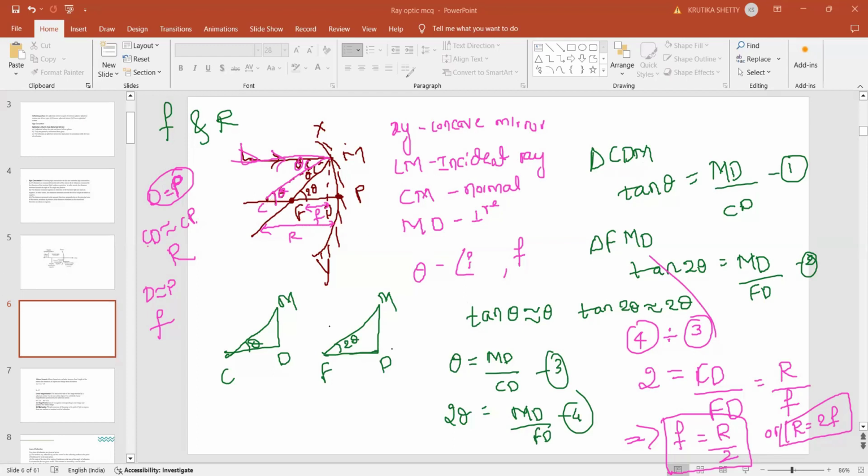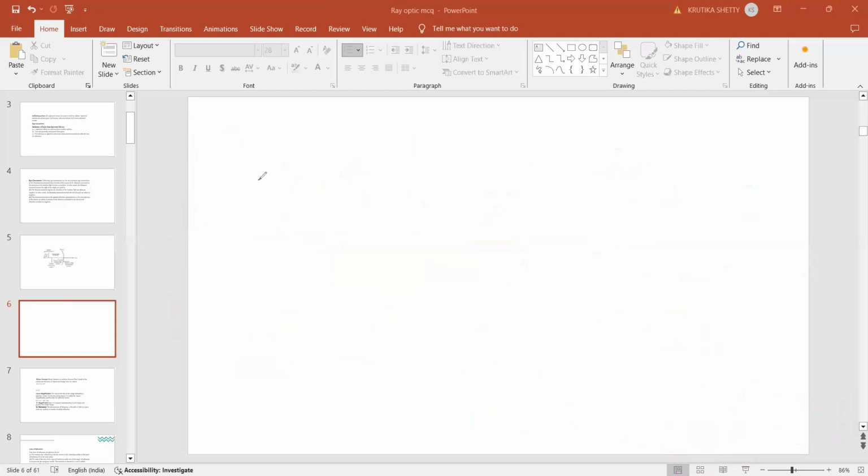Okay, so if you are feeling it is a bit difficult here, I will tell you the derivation simply, see. So what we are doing: we are considering the concave mirror. LM is our incident ray. This is the normal drawn. The normal we are taking from the center of curvature point. This is the angle theta. This will also be the angle theta.